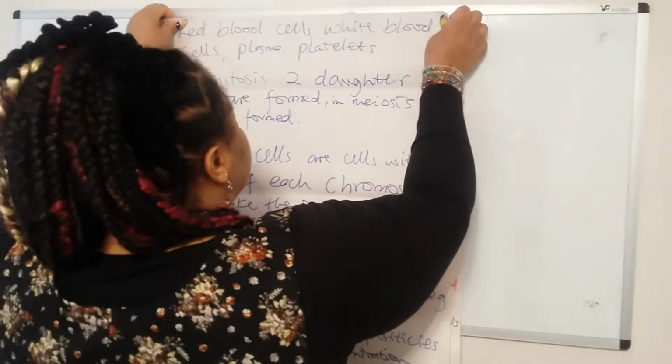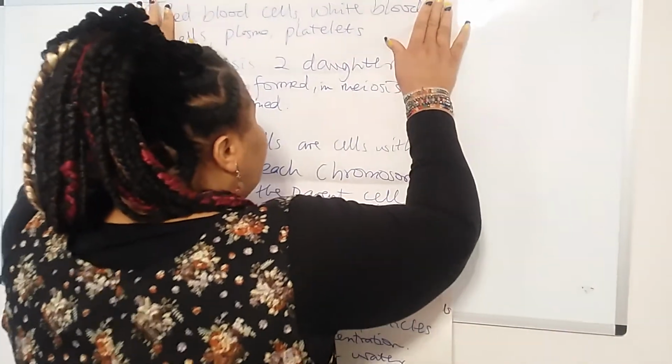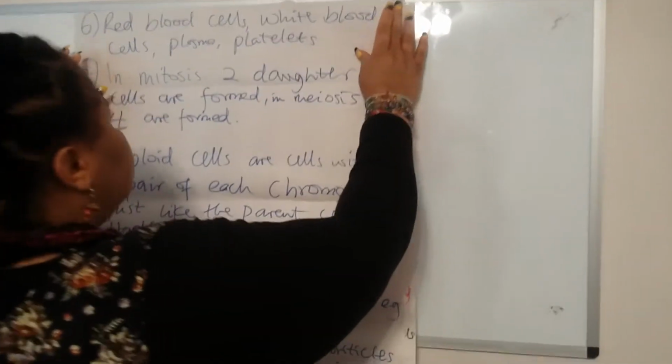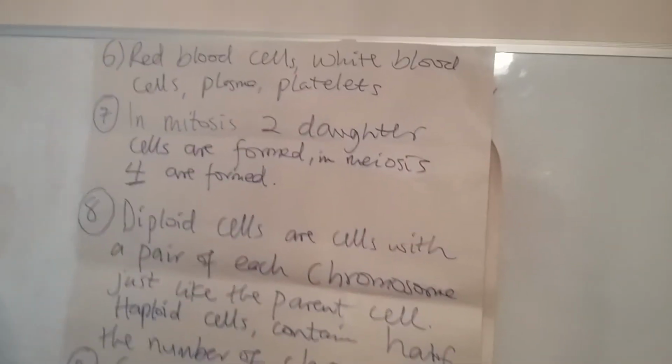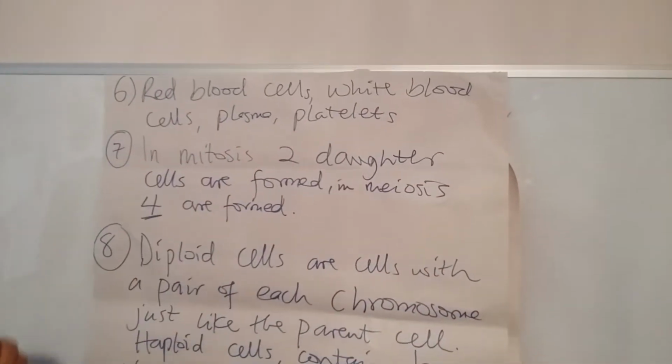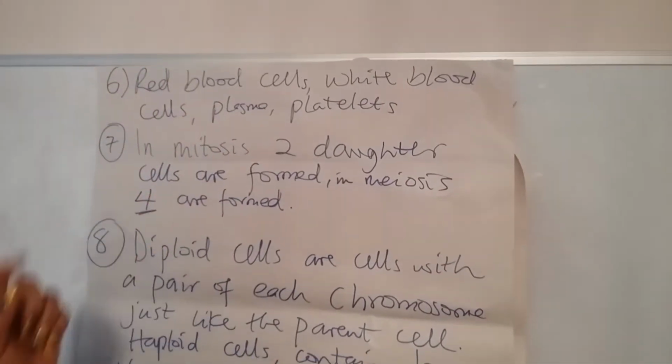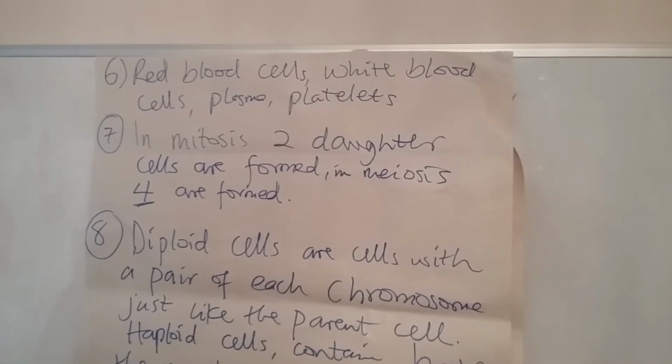Now these are the rest of the questions. Number 6 question is what are the 4 parts of blood? We have red blood cells which carry oxygen around the body, white blood cells which fight against germs and diseases.